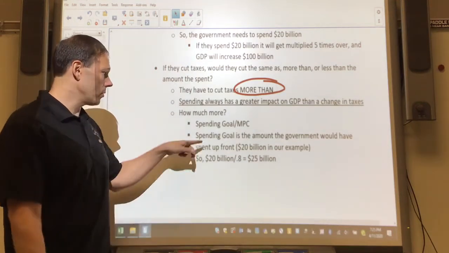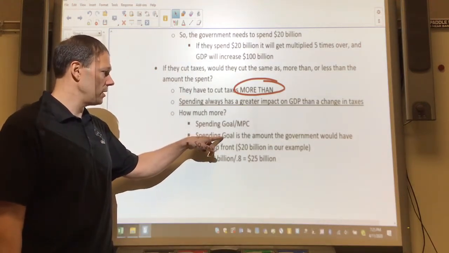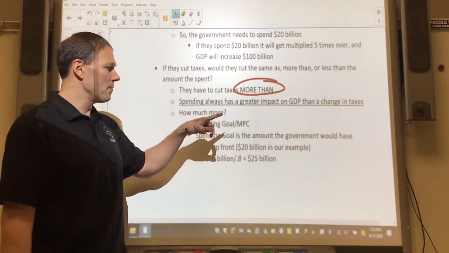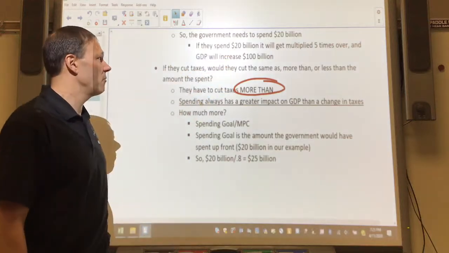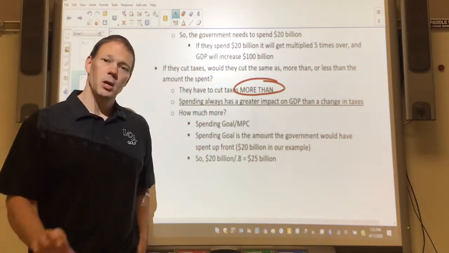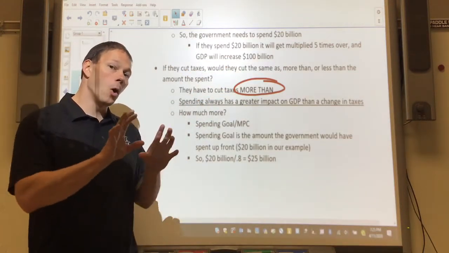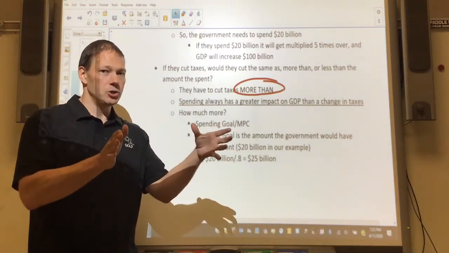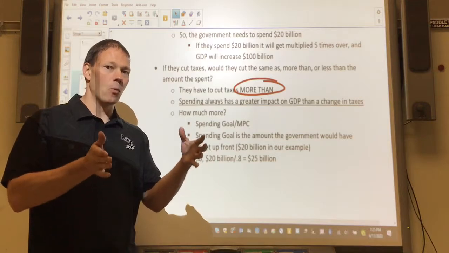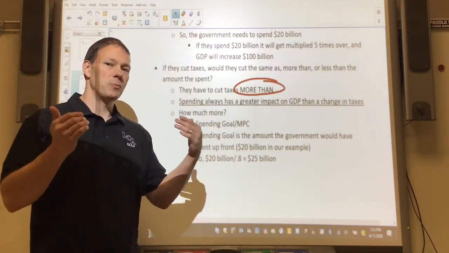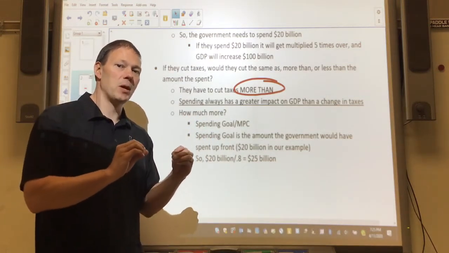Okay, now that's important. What are we talking about? What do I mean by saying the spending goal? The spending goal is the amount the government would have spent up front, which, as we see up here, the government wanted to spend 20 billion. Again, the goal is not our GDP gap. Don't get confused by that. The goal is not the $100 billion GDP gap. The spending goal is how much the government wants to spend up front.